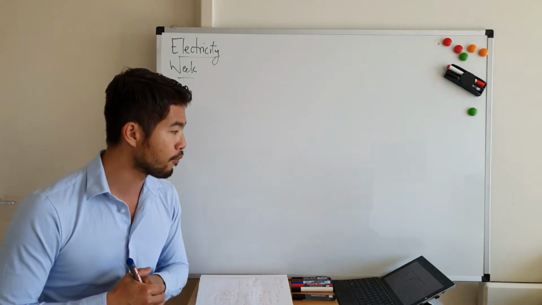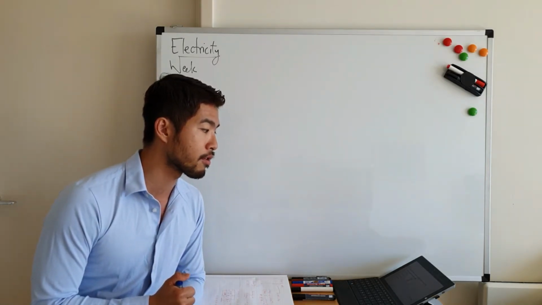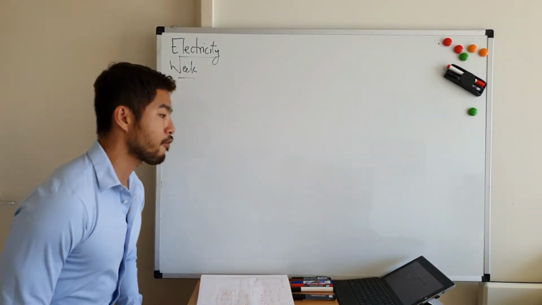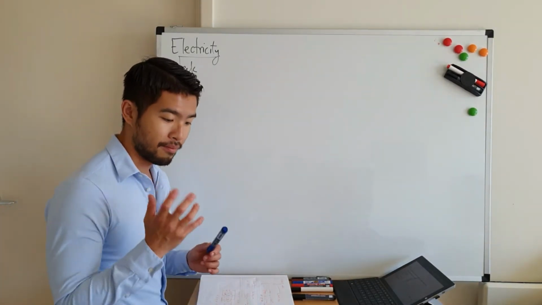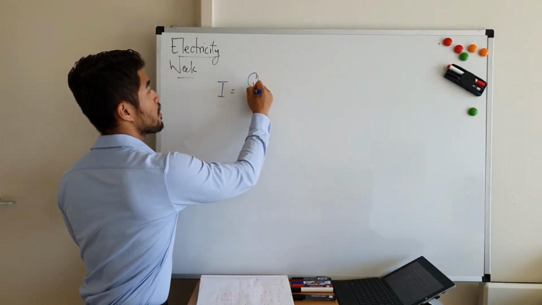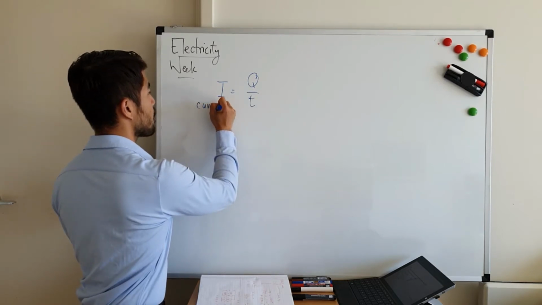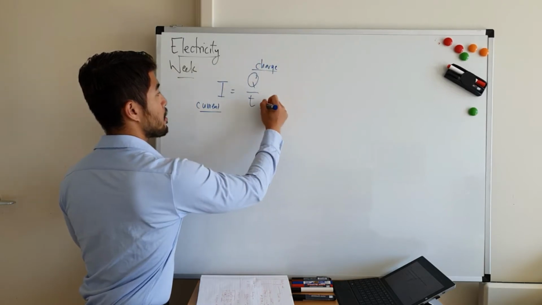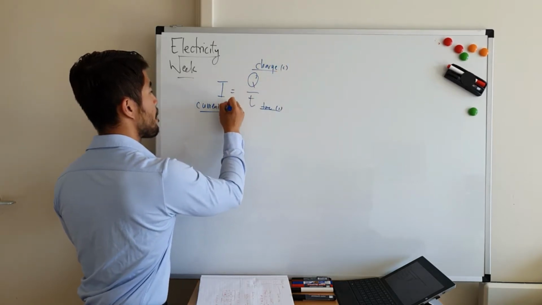Question 1. A gas containing doubly charged ions flows to give an electric current of 0.64 amps. How many ions pass through a point in 1 minute? In this one, I just want to make sure you understand this equation, I equals Q over T. What is I? What is Q? What is T? I is current, Q is charge, T is time in seconds. Charge is in coulombs and current is in amperes.